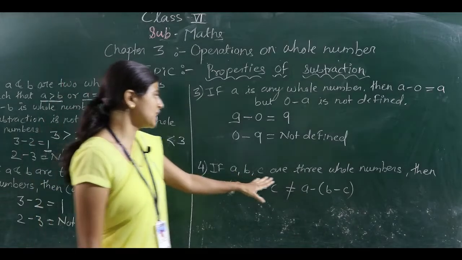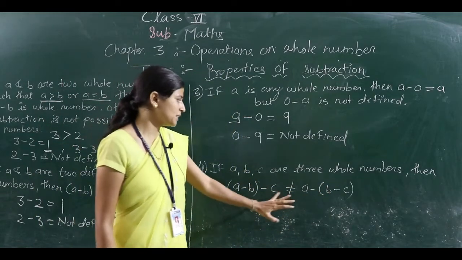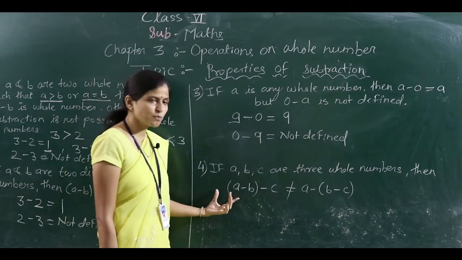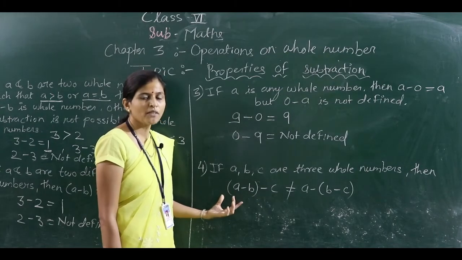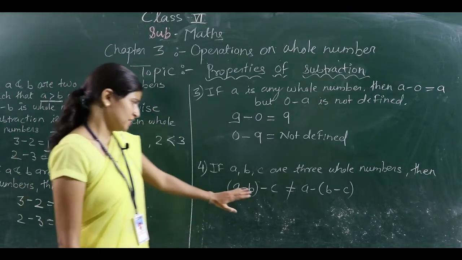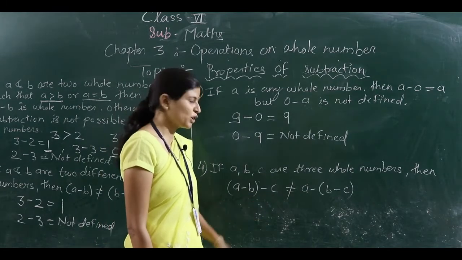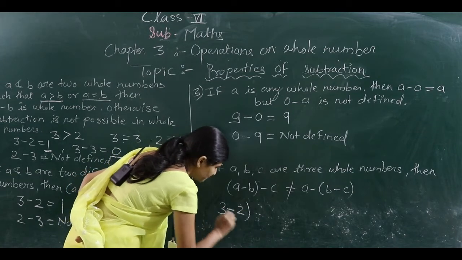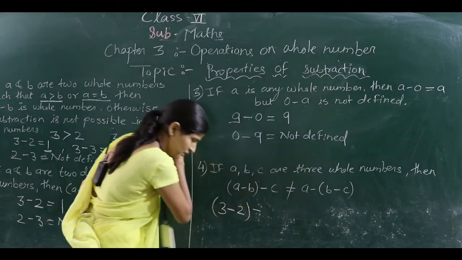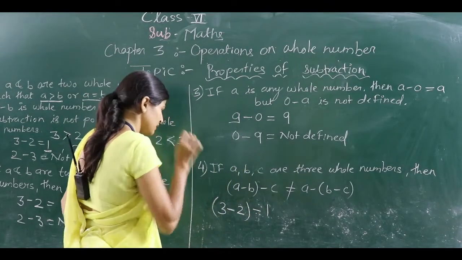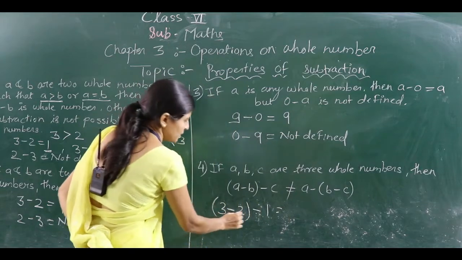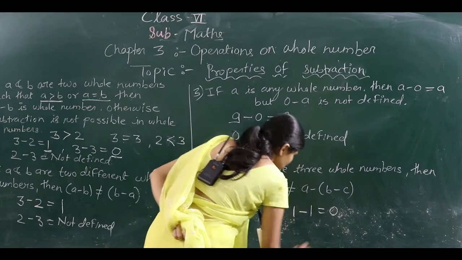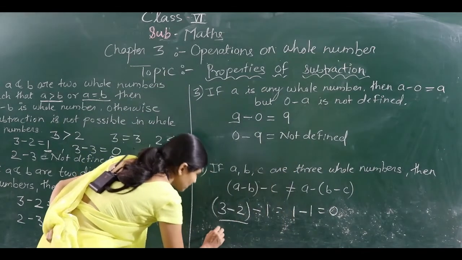Fourth property: if a, b, c are three whole numbers, then a minus b minus c is not equal to a minus, in brackets, b minus c. In addition, interchanging of brackets is possible, which means we can interchange the brackets and we get the same answer, but in subtraction if we interchange the brackets we do not get the same answer. For example, suppose a equal to 3, b equal to 2 and c equal to 1. What answer do we get? 3 minus 2, first we solve the bracket, so 3 minus 2 equal to 1, again minus 1, we get the answer 0.